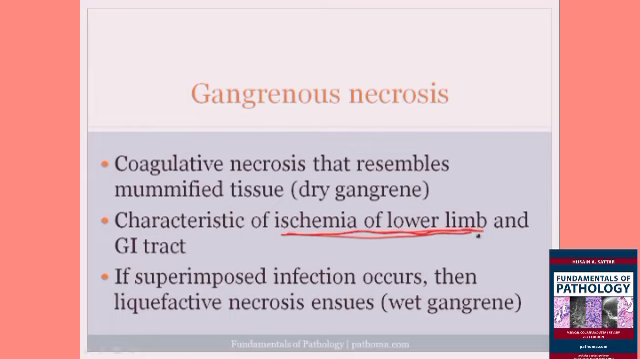Diabetics get partial occlusion of the popliteal artery due to atherosclerosis, and that can result in decreased blood flow to the lower extremity, which can subsequently cause gangrenous necrosis of that lower extremity. If the dead tissue becomes infected, that infected tissue can then undergo liquefactive necrosis.